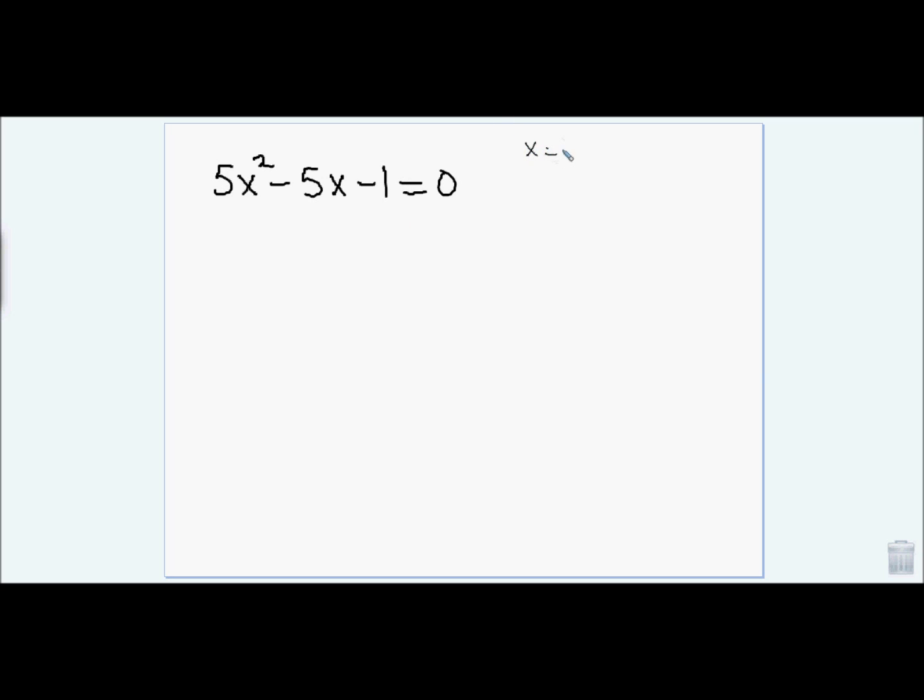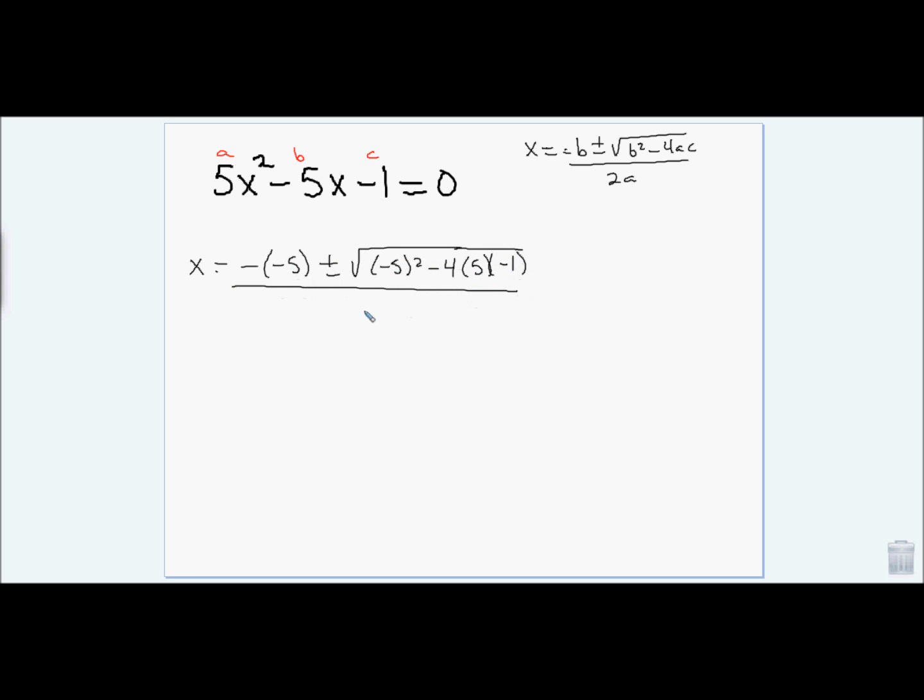Let's try another one. And I do recommend that while you're trying to learn the quadratic formula, you just keep writing it down every time you try to use it. Okay, so again, A, B, C. So I have x is equal to negative 5 plus or minus the square root of negative 5 squared minus 4 times 5 times negative 1. So that's B, B, A, C over 2A. So that's 2 times 5.